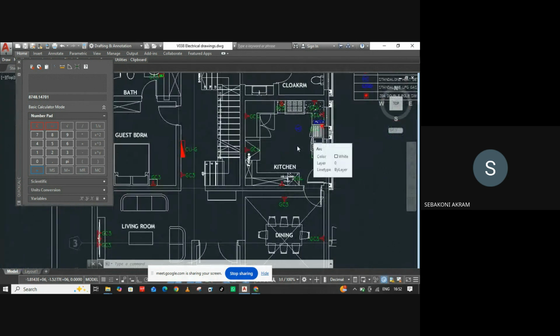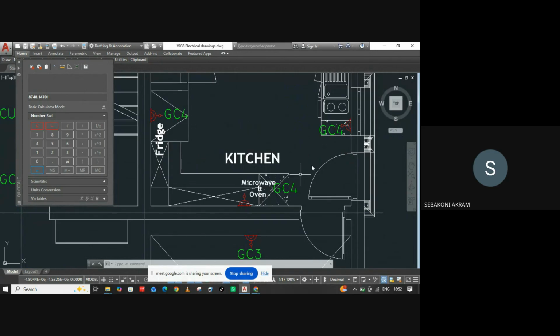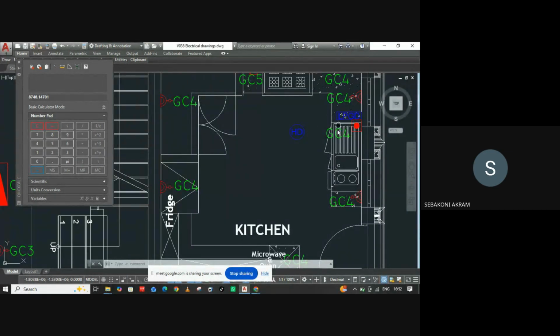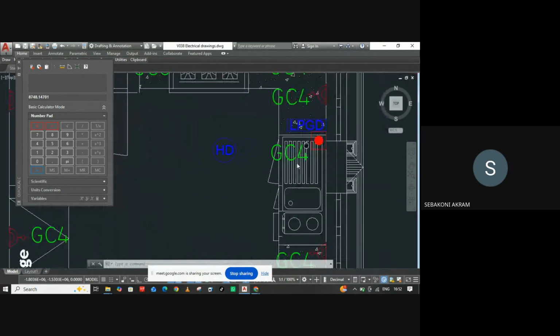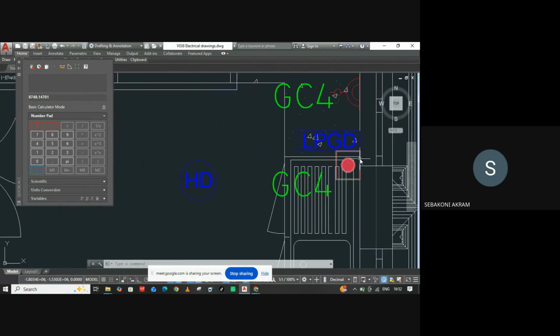So you come to the kitchen. It is a must to give these appliances, these sockets here, a different circuit. You can also add this water heater, based on the size of your kitchen. You can add this water heater separately.